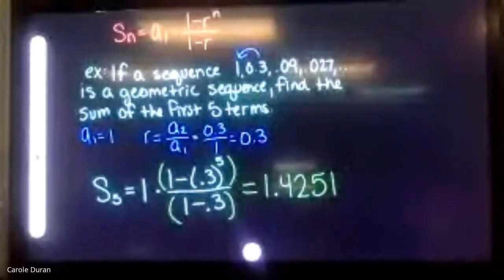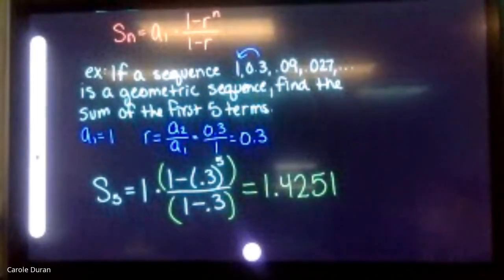Did anybody get 1.4251? Yeah, I did. If you're not getting it, check to see what all you're applying that 5th exponent to, and then make sure everything is grouped appropriately.